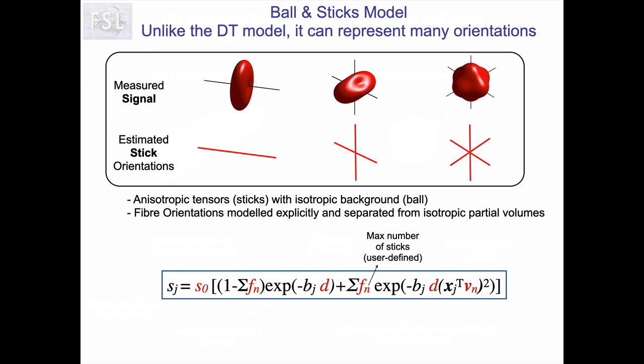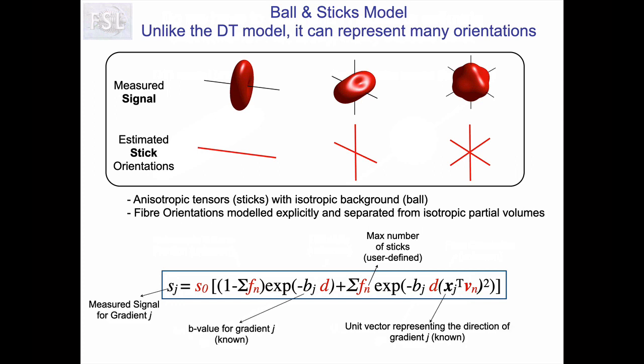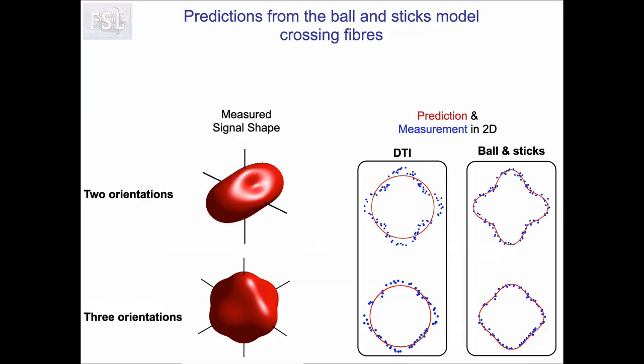However, we can easily extend the ball and stick model by considering multiple sticks. In this case, our equation changes slightly. Now instead, we have a sum over multiple sticks, each with a different volume fraction, fn, and each with a different fiber orientation, mu n. And this allows us to estimate more than a single fiber orientation in every voxel. So again, Sj, the b value, and gradient orientation are known, and we estimate the volume fractions of all of the sticks. Any remaining water is within the ball. We estimate the diffusivity and the individual fiber orientations.